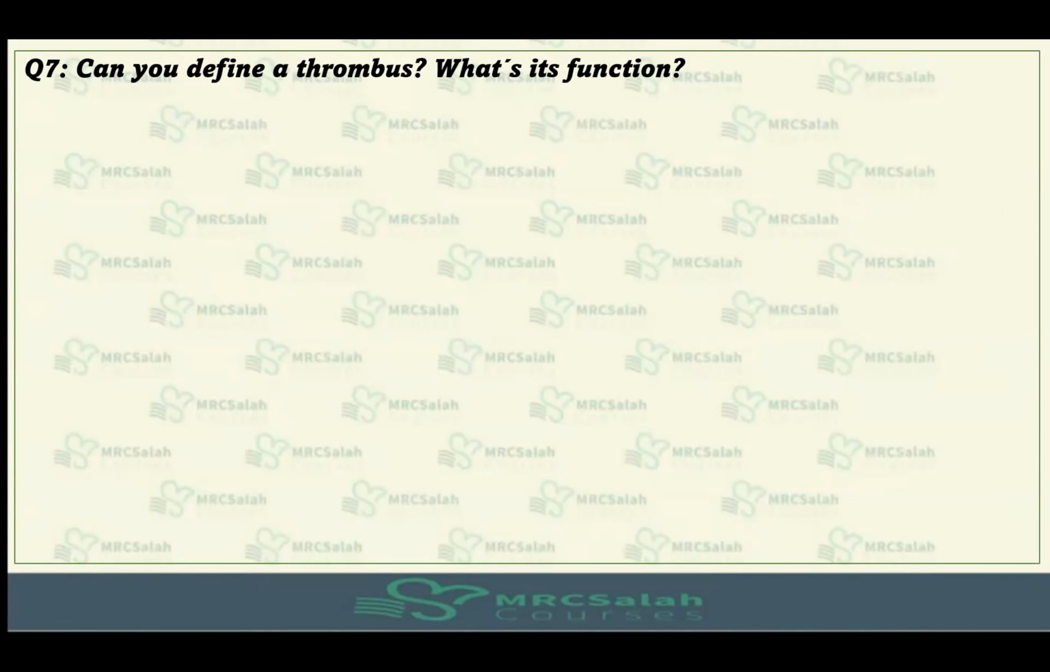Can you define a thrombus? Okay, thrombus is a solid material that is formed by the constituents of blood in a static blood. Yes, in a static blood. Thrombus is formed in static blood. Am I wrong? So what about clot?